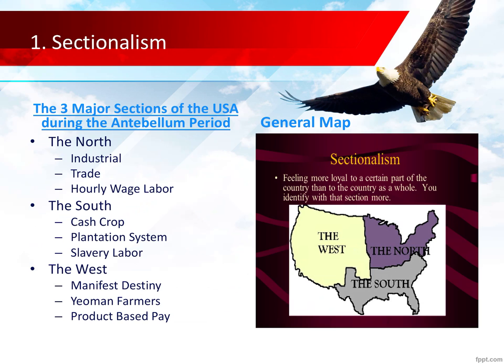The antebellum period is this period, 1837 to 1860. Antebellum literally means before the war. And the war is going to be the Civil War.